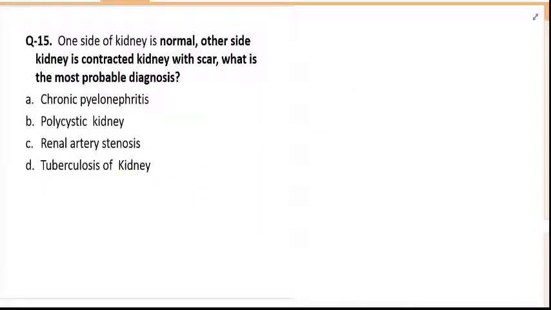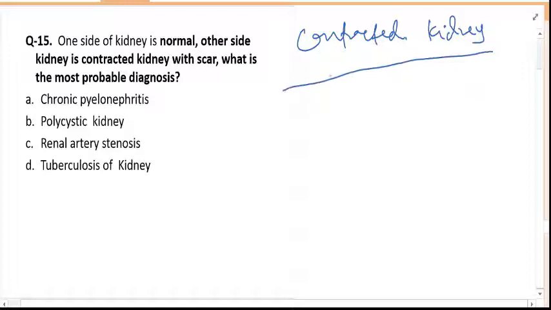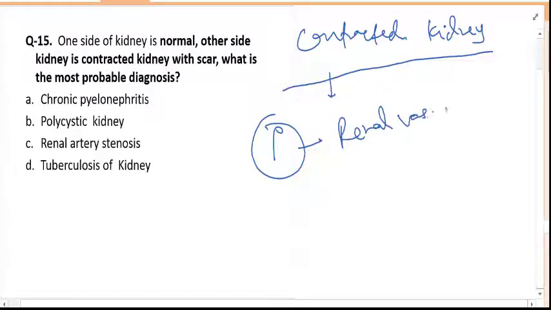Coming to the next question. One side of the kidney is normal, the other side is contracted with scar. What is the most probable diagnosis? So contracted kidney with scar, there can be like, one is known as primary contracted kidney. Primary is because of the renal vascular damage. Renal vascular damage.